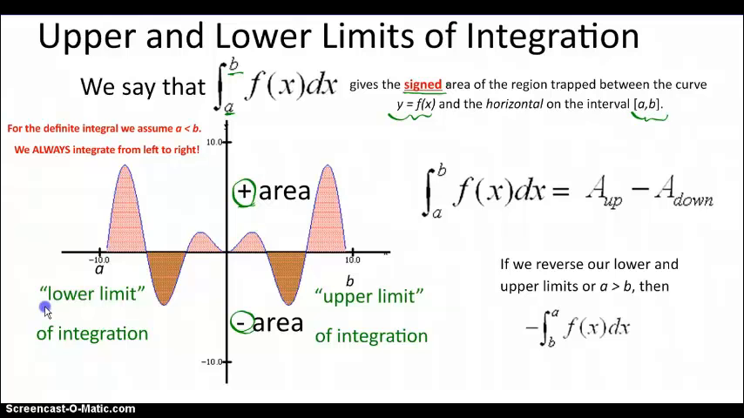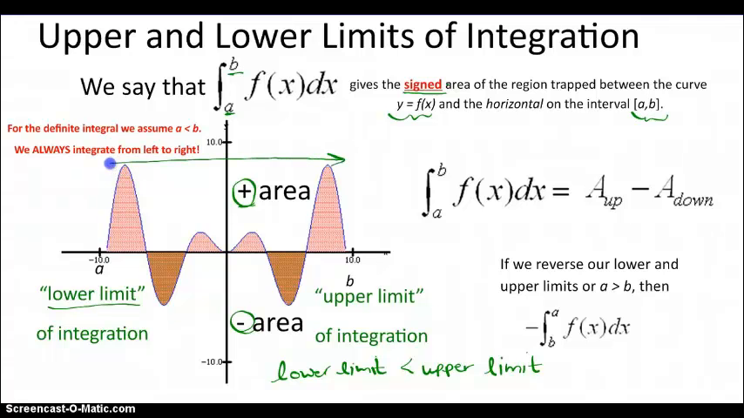It is true that our lower limit of integration should always be less than our upper limit of integration. And what this means in practicality is that we always accumulate area from left to right. We always integrate or accumulate area trapped in the plane because we assume a is less than b. We always integrate or accumulate area from left to right.